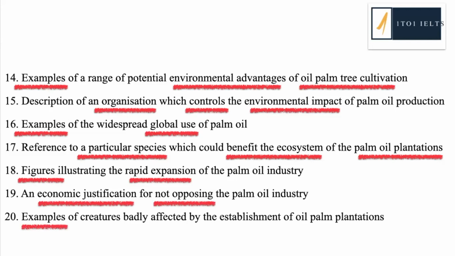20, again, it's talking about examples. So we know it's going to be multiple examples. We see that s, which is really important. It talks about creatures. So we're looking at animals, maybe birds, which are negatively affected by oil palm plantations.